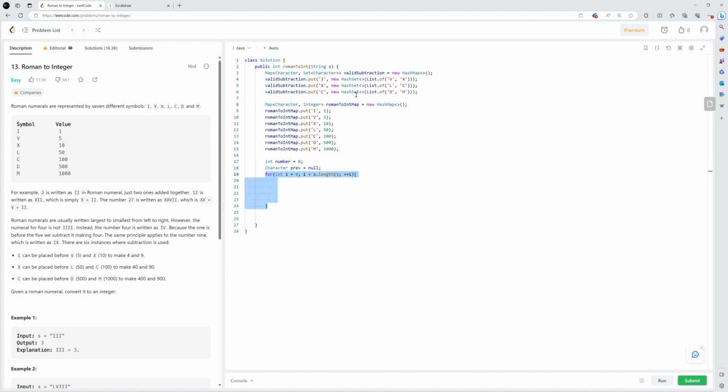We will traverse our input string, each time getting the current symbol at the current index that we are at. We will add the value that corresponds to that symbol by using our Roman to int map. And now to the interesting part, we will first check if our previous character is not null, it's a valid character, and then if it can form a valid subtraction. So some characters cannot form one. For example, we cannot have M before something else to form a valid subtraction.